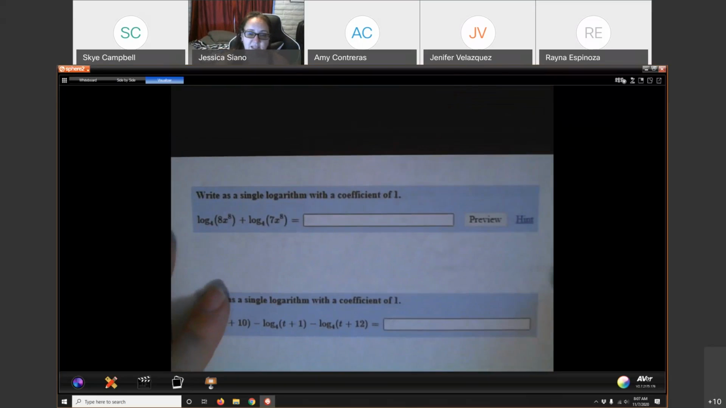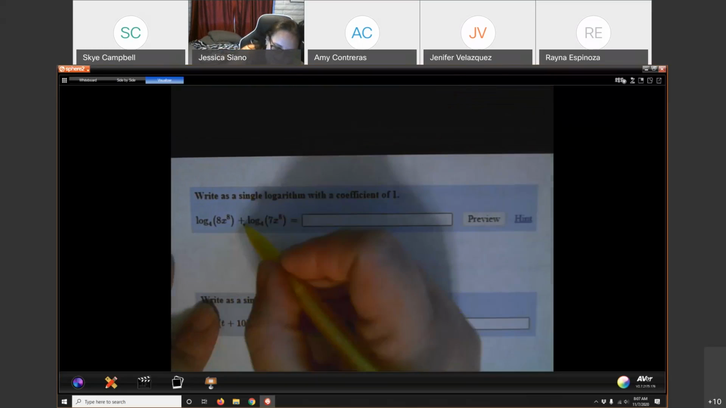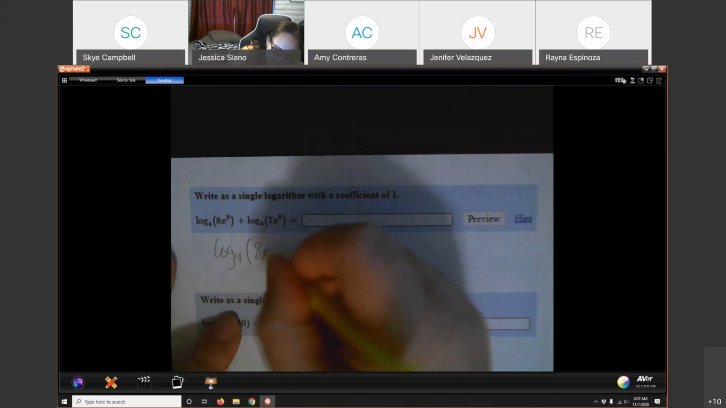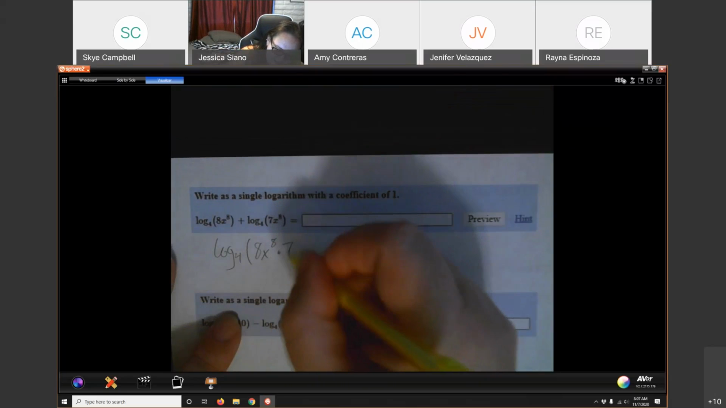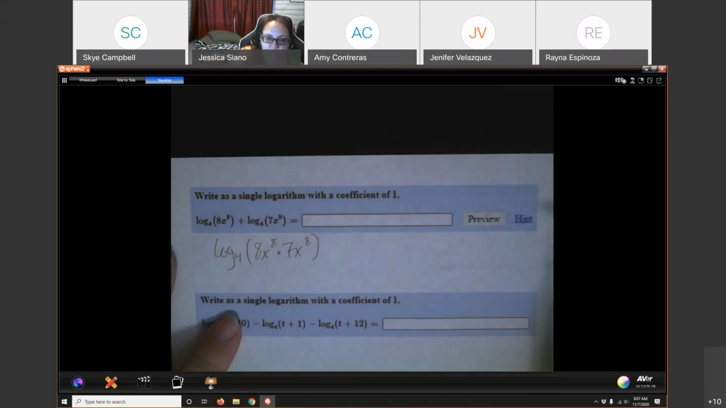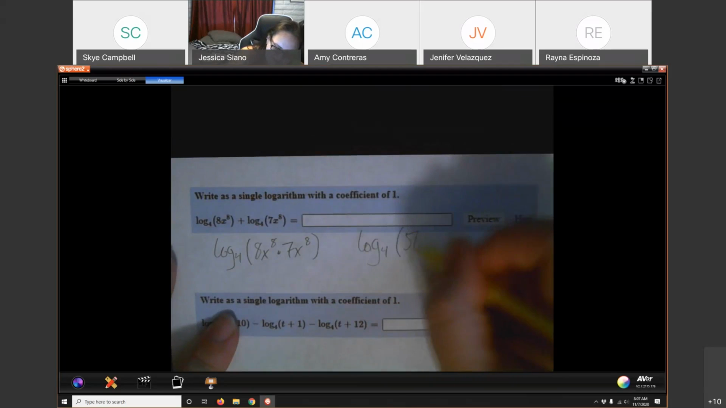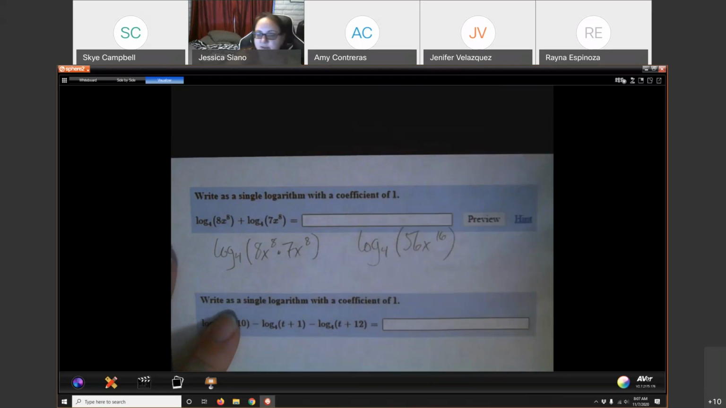So in keeping those properties in mind, if I wanted to write these as a single logarithm, well, when I add, I multiply. So this would be log base 4 of 8x to the 8th times 7x to the 8th, which would be log base 4 of 56x to the 16th. Okay?